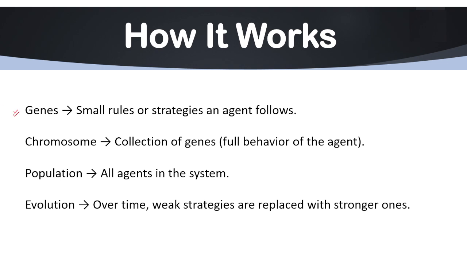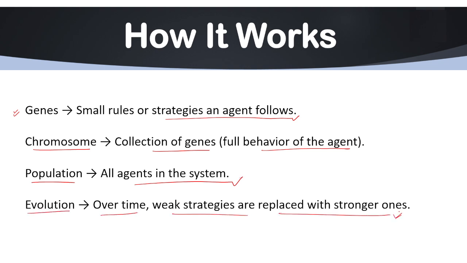First of all, we have some genes. Here, small rules or strategies an agent follows. Chromosome means collection of genes, like the full behavior of the agent. Population means all agents in the system. Evolution means over time, weak strategies are replaced with the stronger ones. That is called the evolution. So these are the four steps which tell you about the working of genetic structures in multi-agent systems.